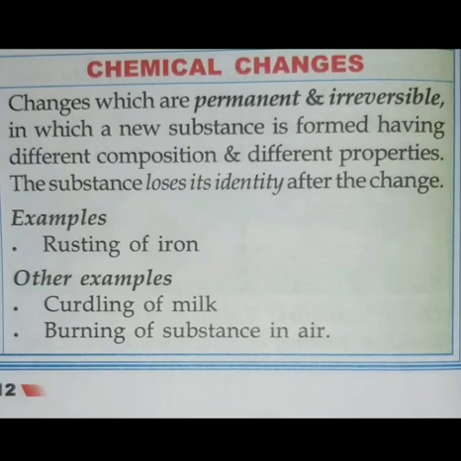For example, roasting of iron, curding of milk, burning of substances in air. These are all examples of chemical changes. That means it is irreversible, it is a permanent change. And a new substance is formed.